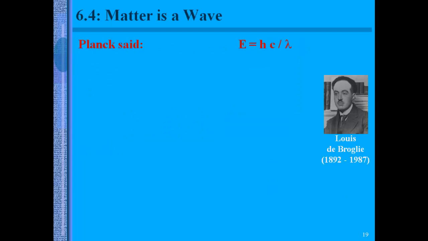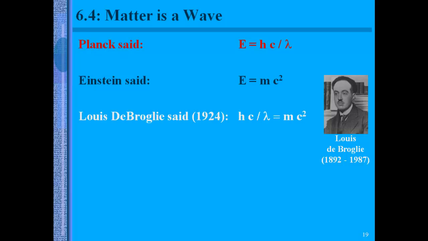Matter is a wave. Planck said that energy can be determined by the speed of light and the wavelength. Einstein said that energy will equal the mass times the speed of light squared. And de Broglie said that if both of these scientists were correct, then we can have both equations equal each other, and we can simplify it down.